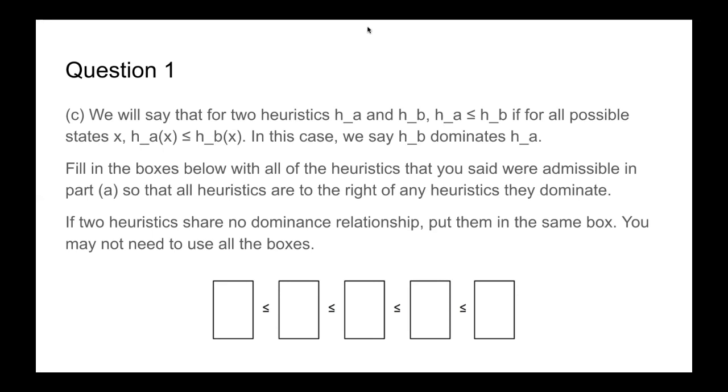So in this problem, we can say that for two heuristics, h sub a and h sub b, h sub a is going to be less than or equal to h sub b if for all possible states x, h sub a of x is less than or equal to h sub b of x. And in this case, h sub b is going to be a dominant heuristic over h sub a. So we have these boxes below to order the heuristics that we explored in the previous parts, or part A specifically, so that we can see which heuristics dominate others. And if two heuristics don't share a dominance relationship, we can put them in the same box.